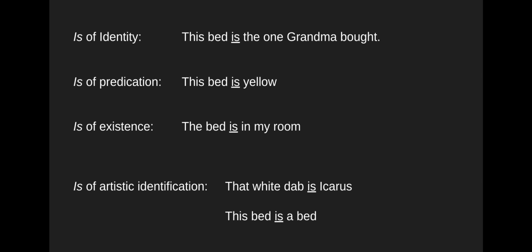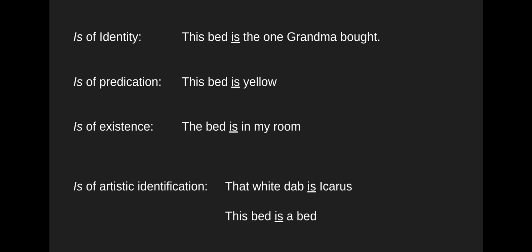But notice that meaning is different than the second meaning, which is called the "is of predication." When I say this bed is yellow, I'm not saying that the bed is identical to the color yellow or that the bed is equal to the color yellow. No, I'm saying that this bed has a certain property, namely, it has the property of being yellow.